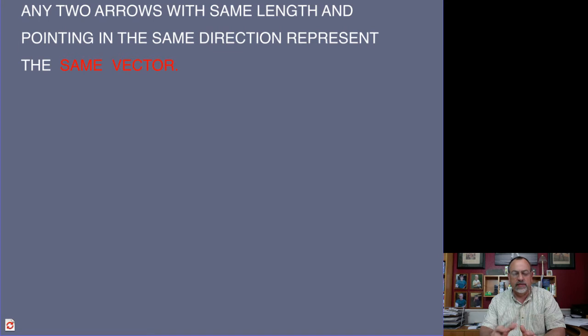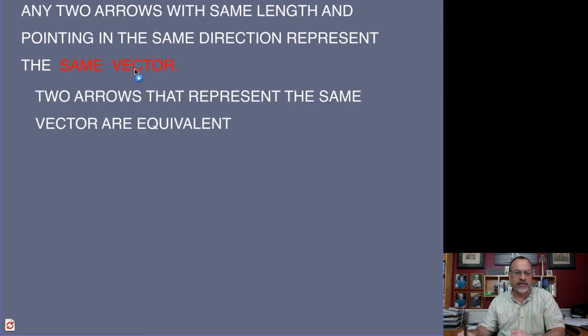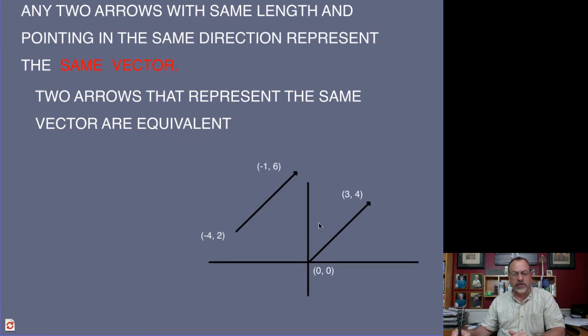Now, let's talk a little bit about vectors. Any two arrows that have the same length and point in the same direction are actually representing the same vector. Two arrows that represent the same vector are considered equivalent. So in this diagram we have here, we have this vector that's in standard position. Its tail is at 0, 0. Its head is at 3, 4.